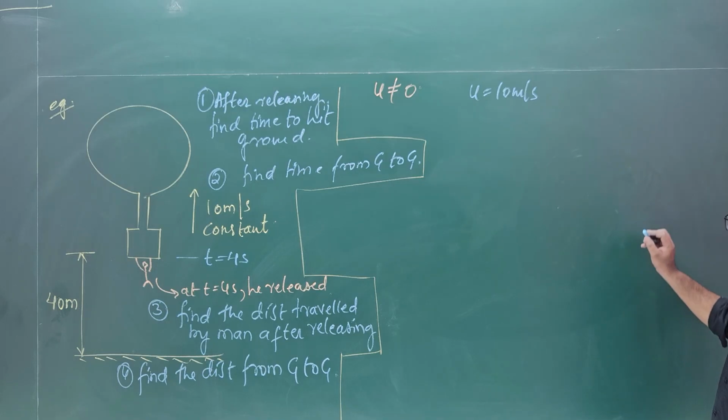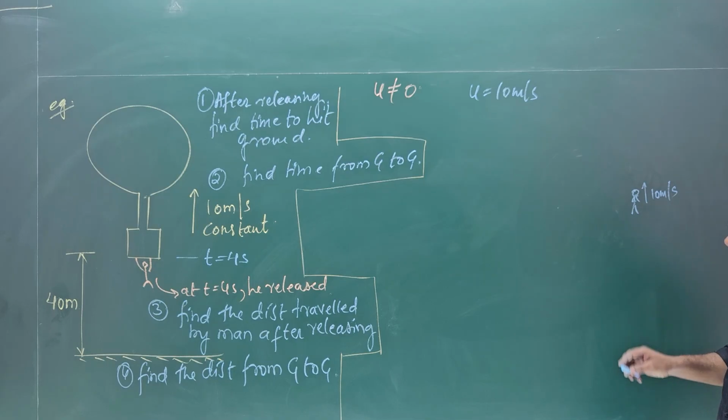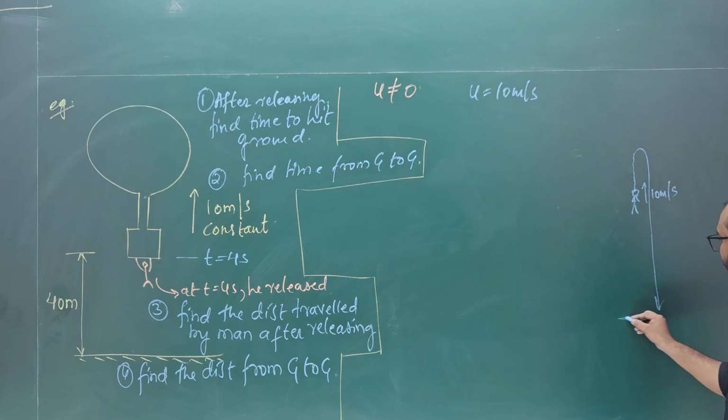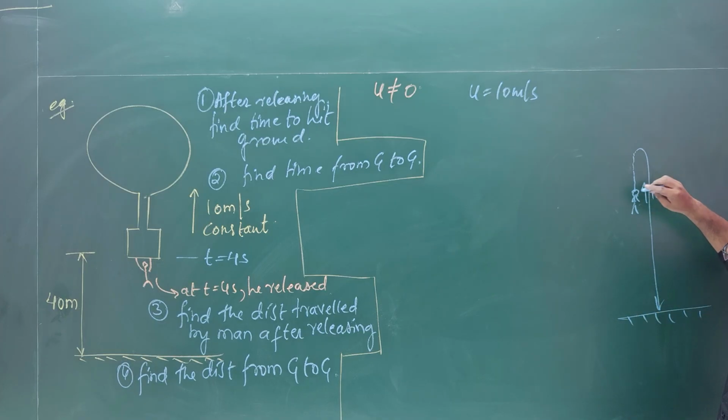That means, can I say that this man is still going with 10 meter per second? Yes or no? Even after releasing, he will be going a bit along the direction of motion, then he hits the ground. This is happening due to inertia. Inertia of motion. Okay, we will learn this in laws of motion, don't worry. So, this man, after releasing, won't directly come to the ground. Okay, first he will be moving in the upward direction.